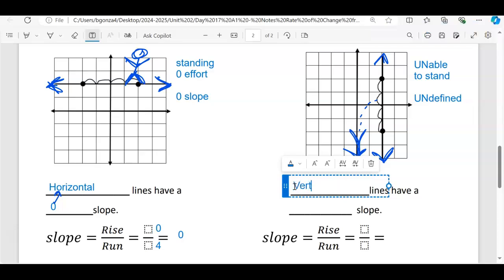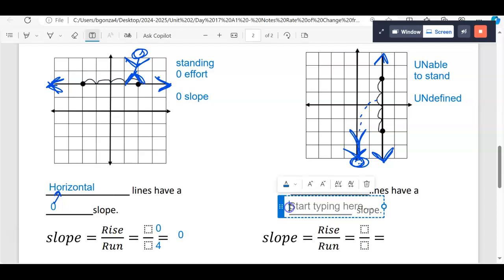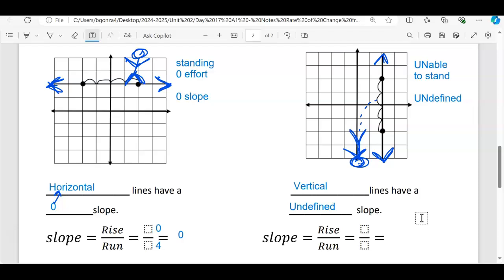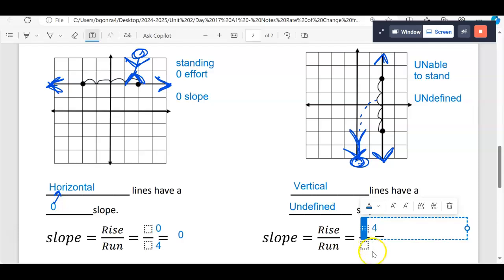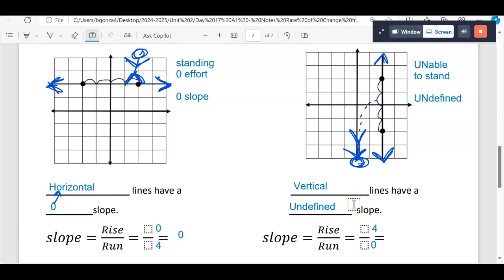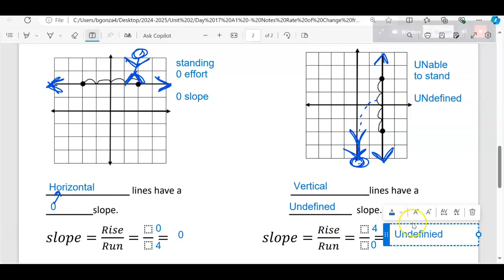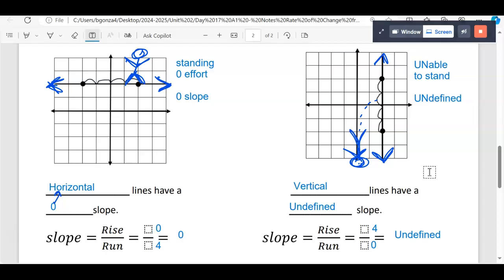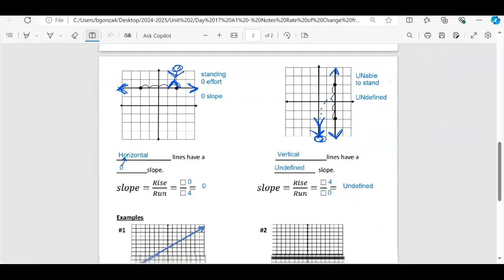So this is a vertical line. Vertical lines have an undefined slope. Unable to stand, undefined. So if you take these 2 points, it rises 4, but it does not run. And you cannot have a 0 on the bottom of a fraction. That is unable to happen. That is undefined. So again, you cannot divide by 0. You cannot have a vertical line. It violates the vertical line test. It's undefined. Okay?